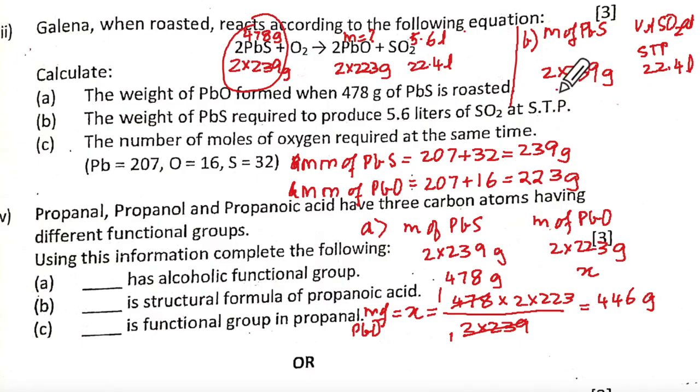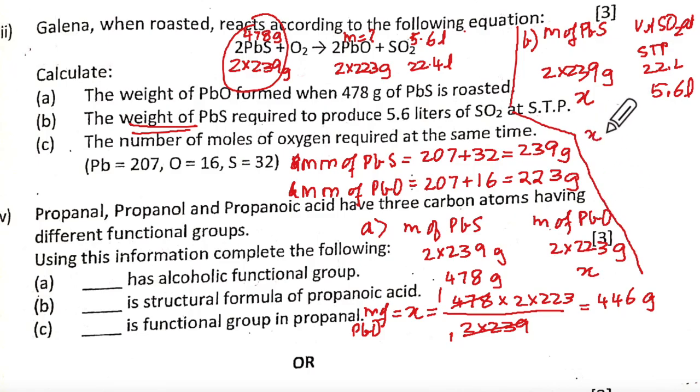So if it is 478, no, what did I do? I made a mistake. What are they saying? Find the weight of PbS. So this is going to be 5.6 liters, and this we have to find. I got tricked a little bit. You understood, but I sorted it out immediately.